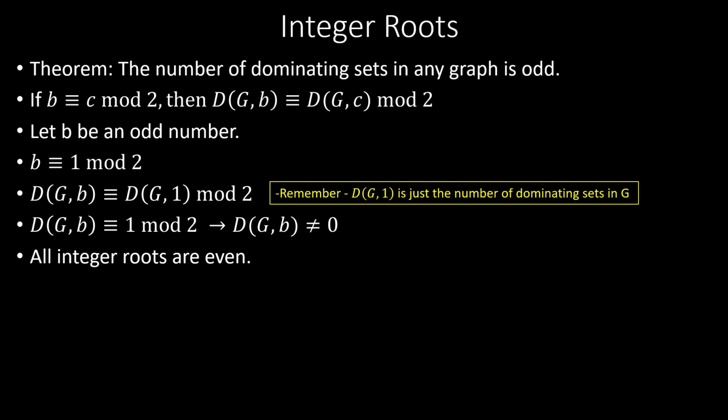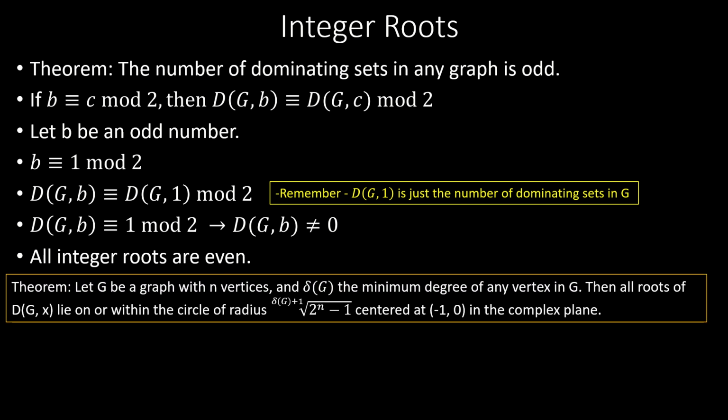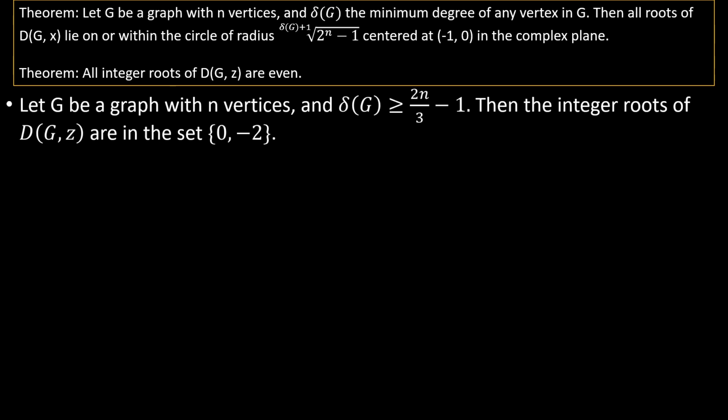Now let's hold on to this result and recall our earlier result about the location of the roots of domination polynomials. We can use it to make an interesting statement. Let G be a graph with n vertices whose minimum degree is at least 2n/3 minus 1. Any integer root of D(G, z) will either be -2 or 0. The proof is the following.